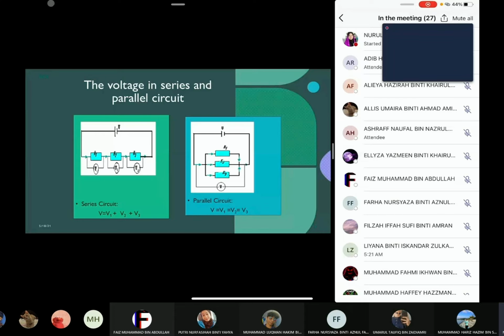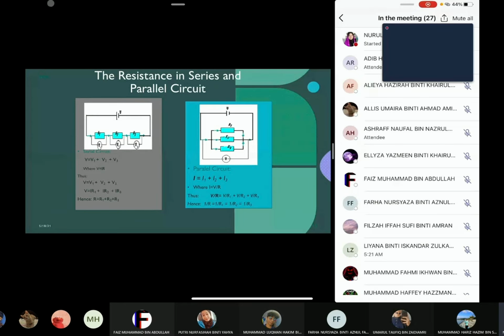Right? So these are the conclusions. So this one, the voltage. Okay, we have seen this just now. So in series, we have to add them. But in parallel, they are all the same. Agree? Yes.